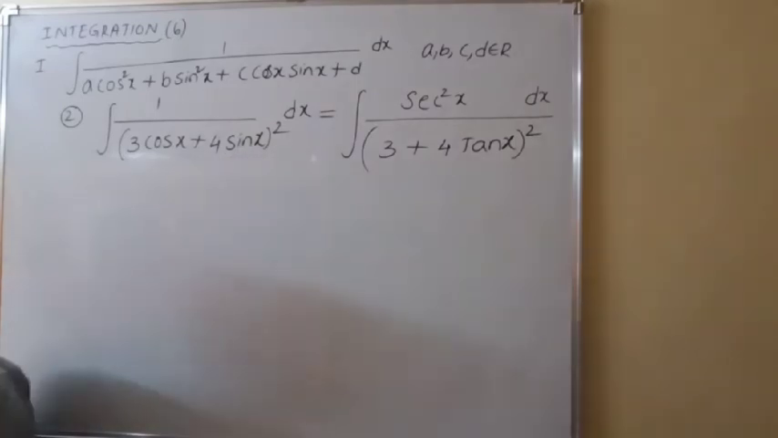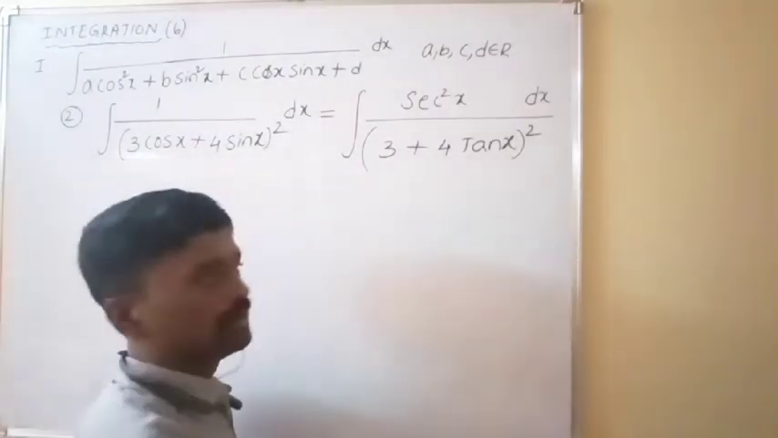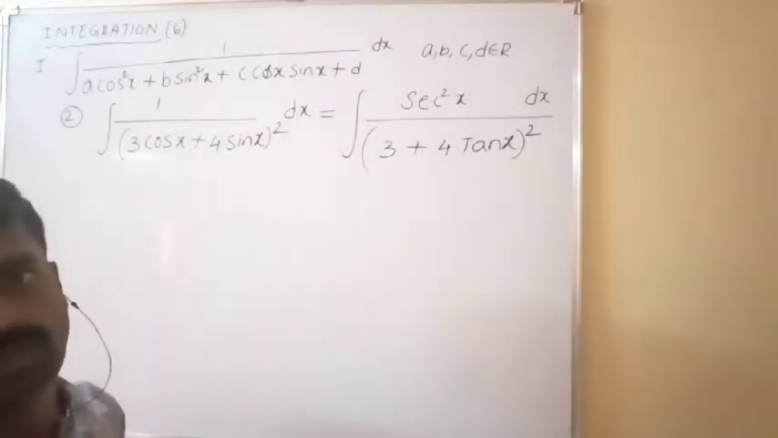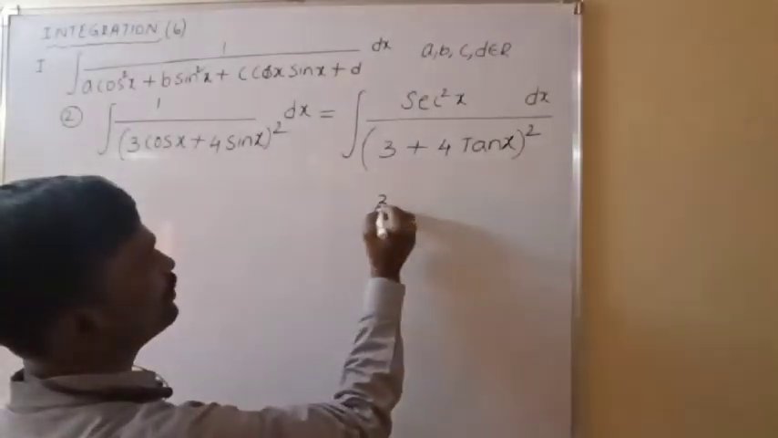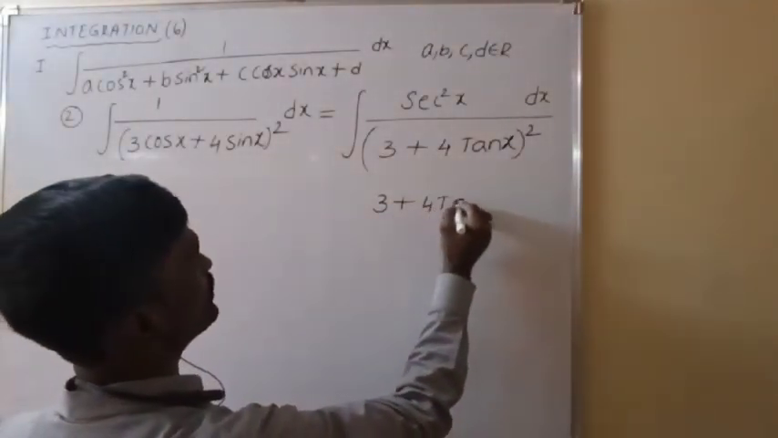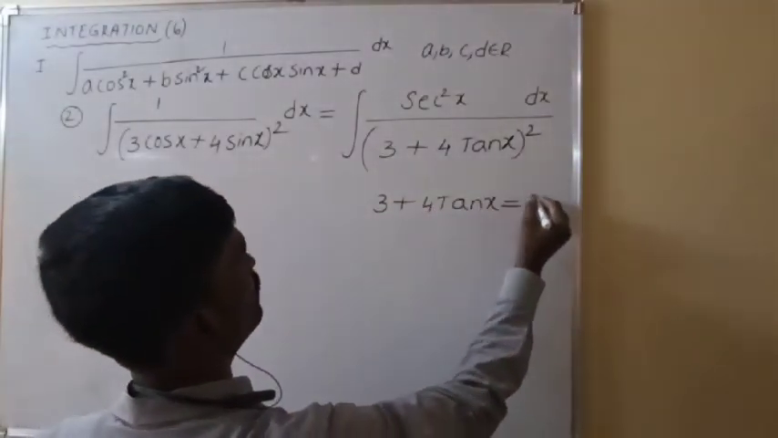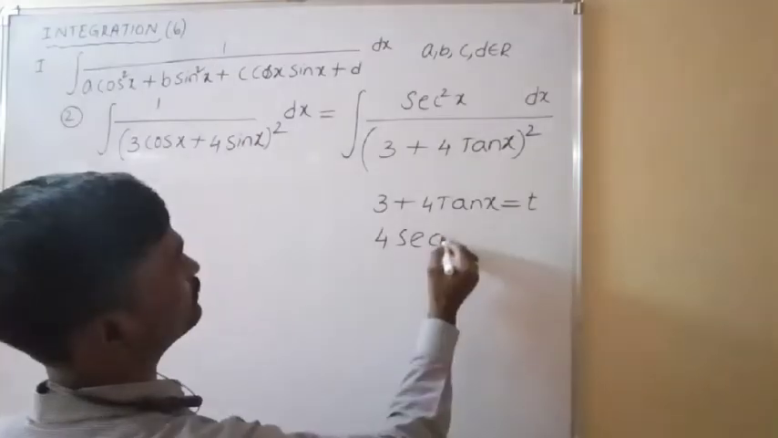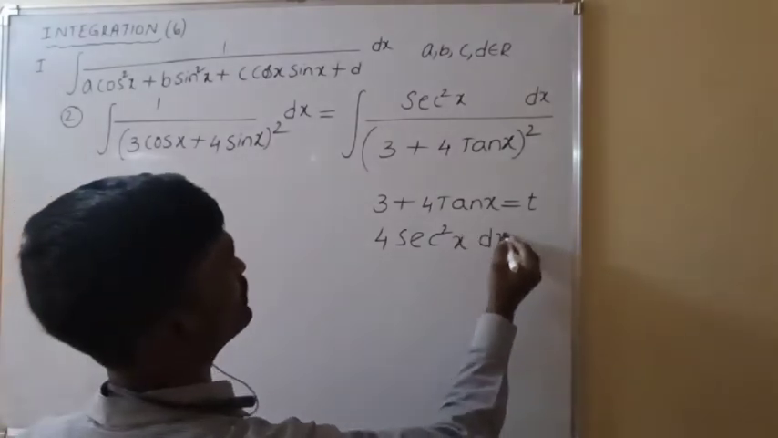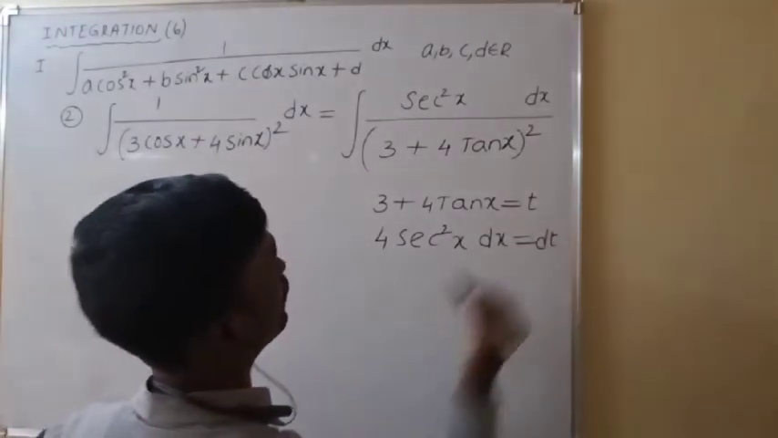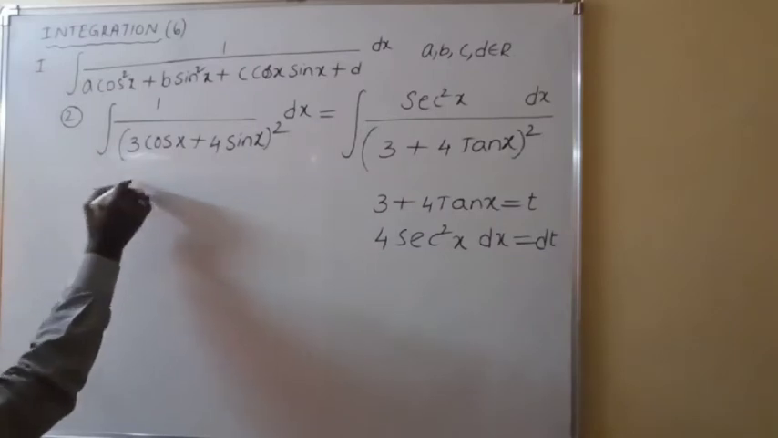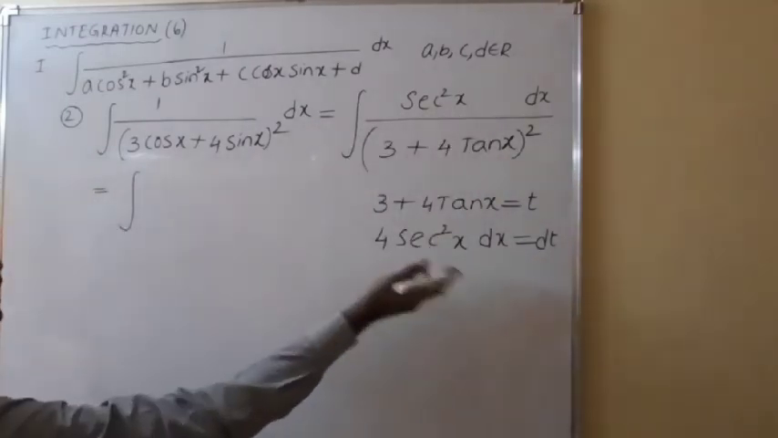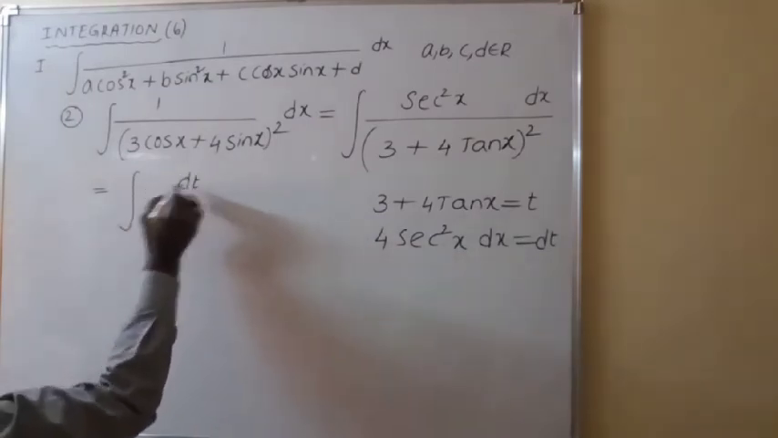Now here you can put tan x is equal to t, or 3 plus 4 tan x is also t directly. So I am putting directly 3 plus 4 tan x is equal to t. Taking differentials, what do you get? 4 secant square x into dx is equal to dt. So the problem becomes: integral secant square x into dx is nothing but dt by 4.